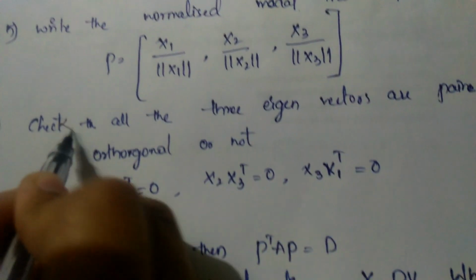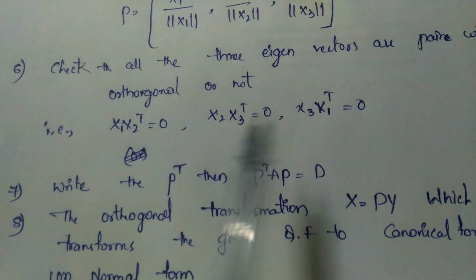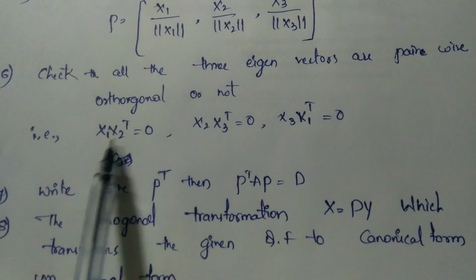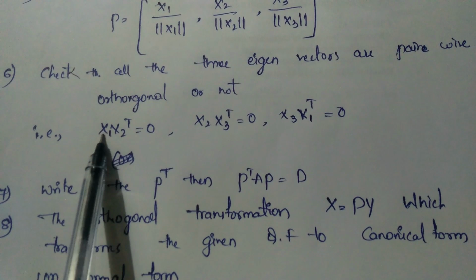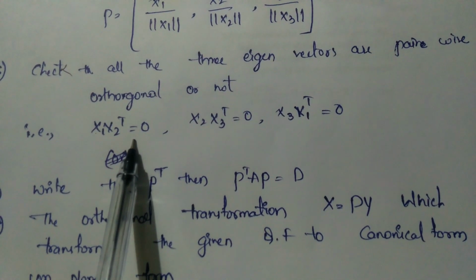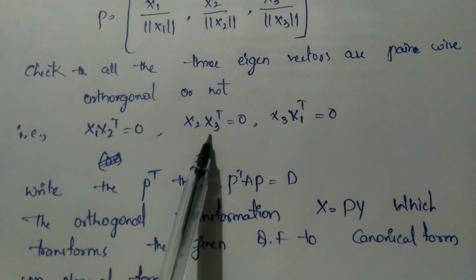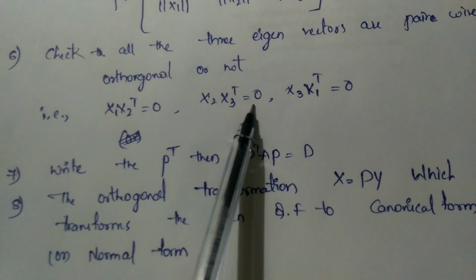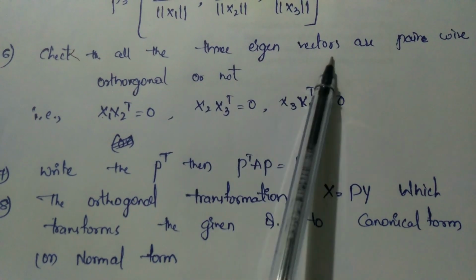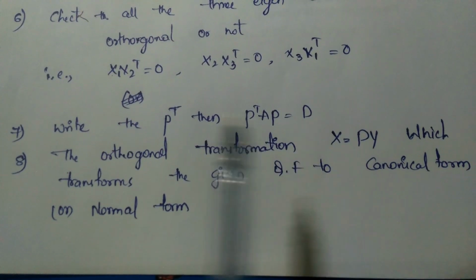Then next, check whether all three eigenvectors are pairwise orthogonal or not. Pairwise orthogonal means x1 into x2 transpose. When we multiply two eigenvectors, we have to get 0. So if we take the first eigenvector into the transpose of the second eigenvector, that should be 0. Then x2 into x3 transpose, the second eigenvector into the transpose of the third eigenvector, should be equal to 0. In this way it has to satisfy these three conditions. Then we can say that the eigenvectors are pairwise orthogonal. So we have to check whether they are pairwise orthogonal or not.